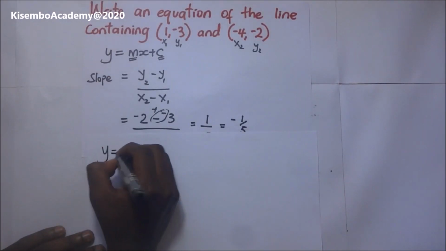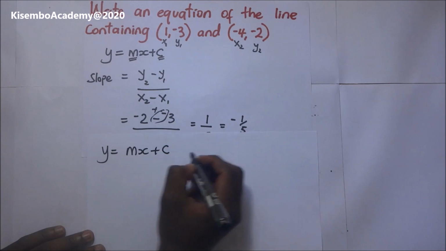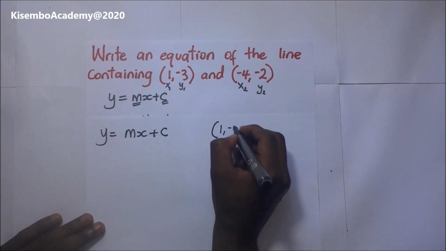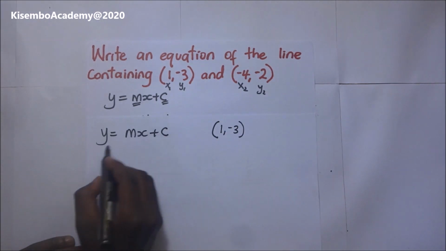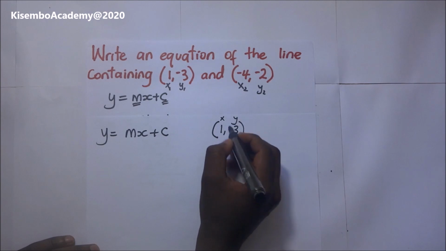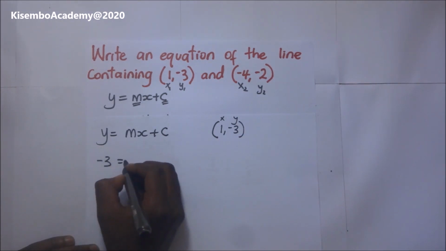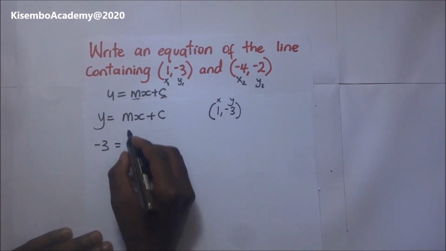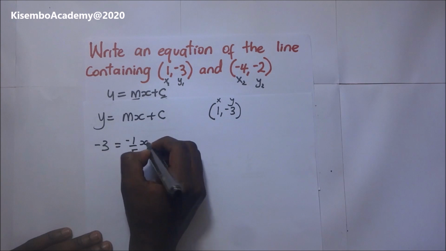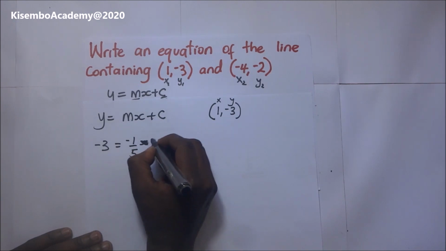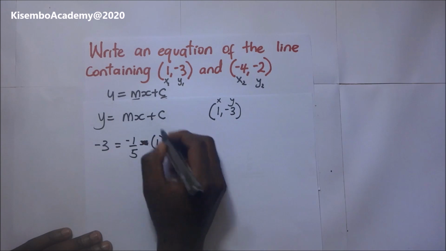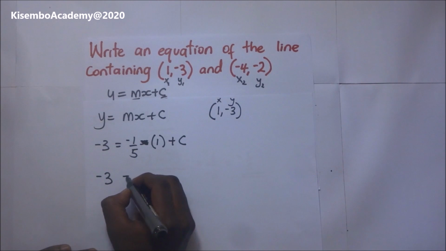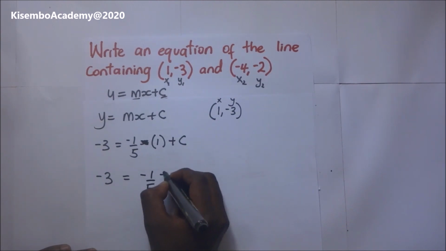After finding our slope, we go ahead and find the value of c, the y-intercept. From y = mx + c, we take one of these two points, let's take (1, -3), and substitute it in. This is x, this is y. So our value of y here is -3, equal to our slope, which we already got as -1, times x, where x is 1, plus c. So this becomes -3 = -1 + c.